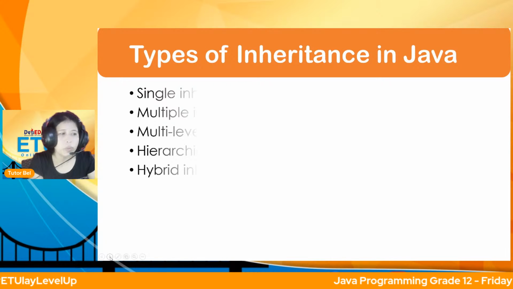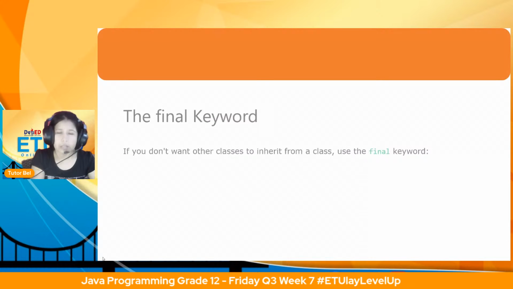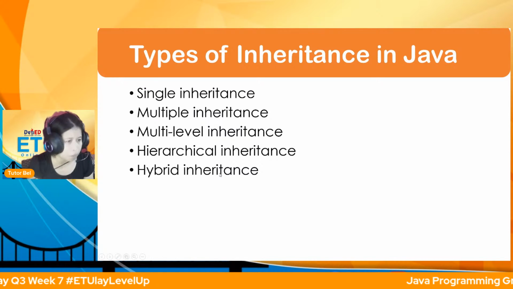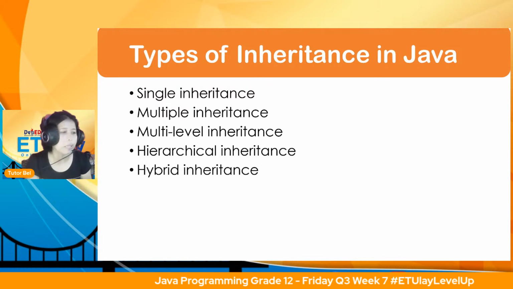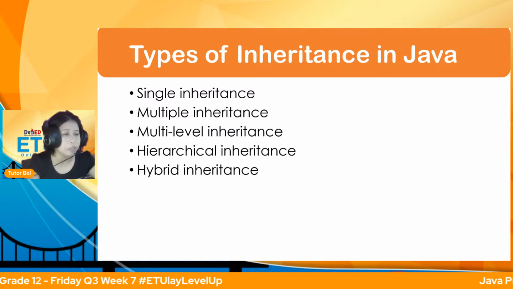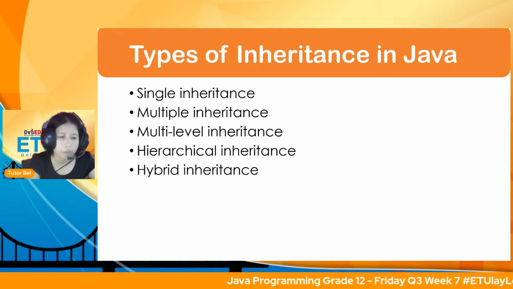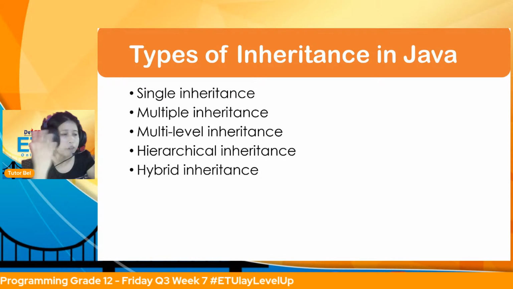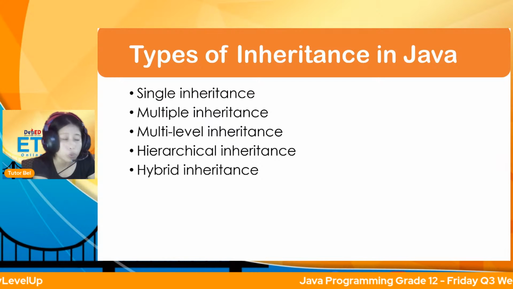Okay. So we have different types of inheritance. We have single inheritance, multiple inheritance, multi-level inheritance, hierarchical inheritance, and hybrid inheritance. What's the difference? In single inheritance, it means you only want to get one thing from the superclass, one method or one attribute. In multiple inheritance, you want to get everything, whatever attributes and methods the superclass has.